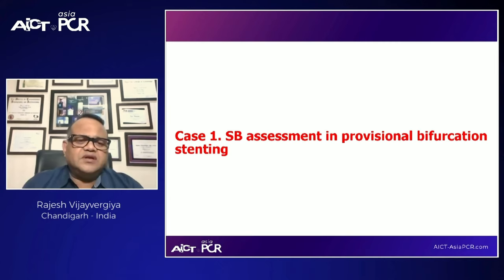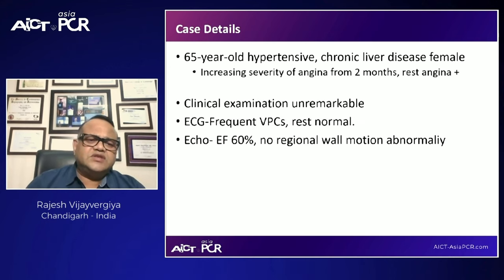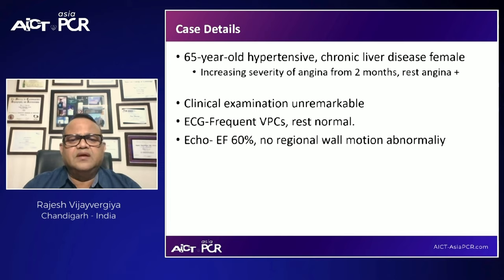So let me present a few cases about the role of FFR in complex coronary intervention. The first case is about side branch assessment: a 60-year-old hypertensive female with chronic liver disease presented with increasing angina over the last 2 months, having intermittent episodes of rest angina. Clinical examination was unremarkable. ECG was normal other than frequent VPCs, and echo was normal.